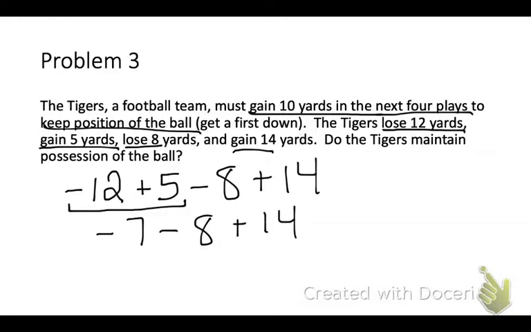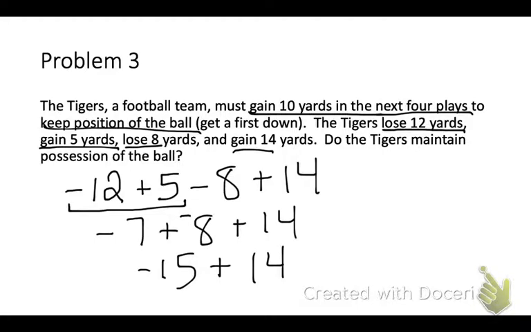When I'm subtracting, I add the opposite. Keep the first one, change to addition, change the 8 to a -8, and then same sign, I add and keep the sign. So 7 plus 8 is 15, and that'd be -15 plus 14.